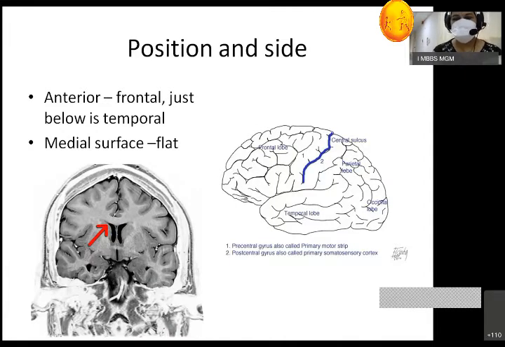That means if you have taken the left hemisphere, the surface which is flat should face on the right side. So that is how you determine the side of the cerebral hemisphere.